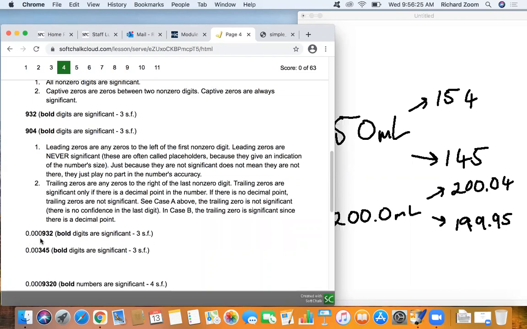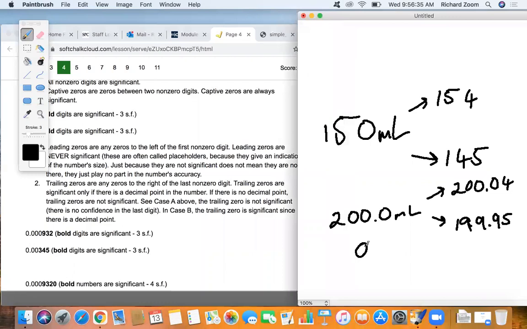Now, I can give you an explanation as to why that's the case. When you've got 0.000932, that is not the only way it can be represented. It could be represented as 9.32 times 10 to the negative 4, which clearly has three significant figures, but the zeros out the front here are not significant. They're placeholders. They're just there to define the magnitude or the size of the number. Does anybody have any questions?